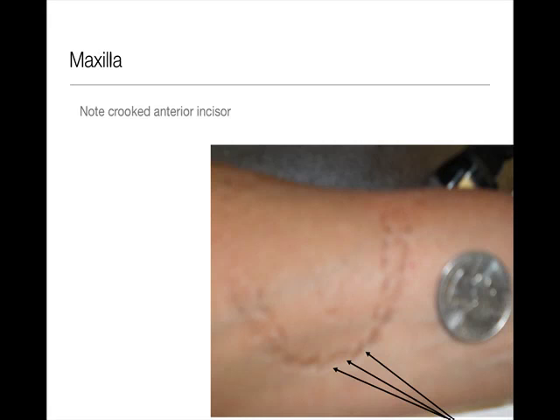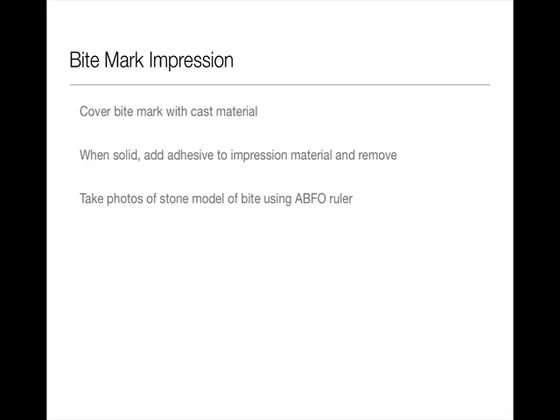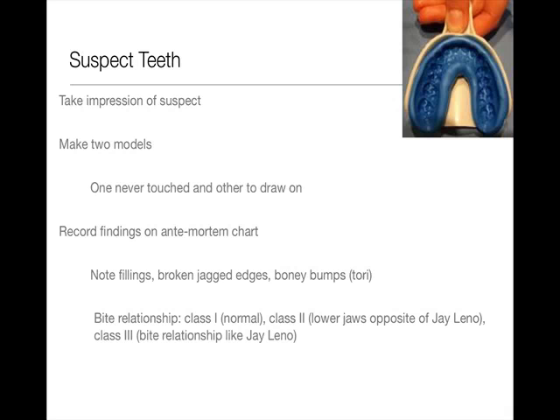And then if you note on the bottom, you can see the crooked anterior incisors. So on the bite mark itself, you cover the bite mark with cast material. And when the cast material is solid, then you add an adhesive to the impression material, and then you remove it. And then you take the photos of the stone model of the bite using the ABFO ruler or a quarter. And then with the suspect's teeth, you must take an impression of the suspect. Make 2 models, one that's never touched and the other to draw on. And then you record the findings on an antemortem chart.